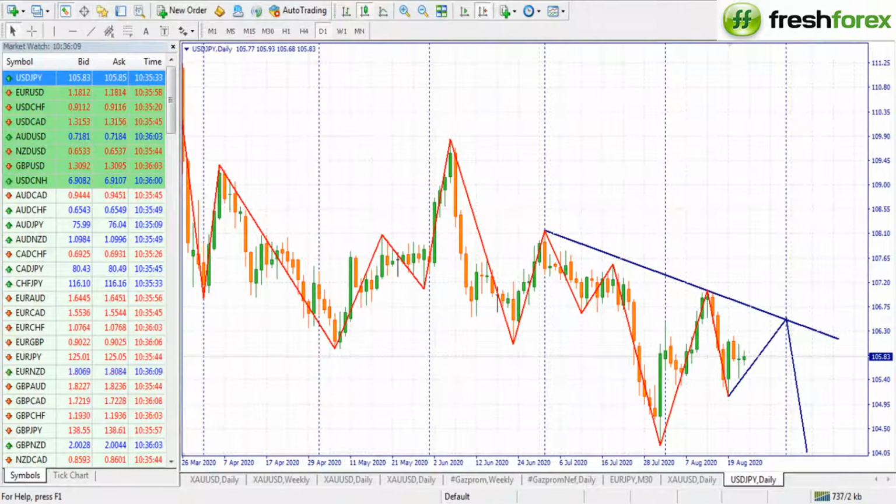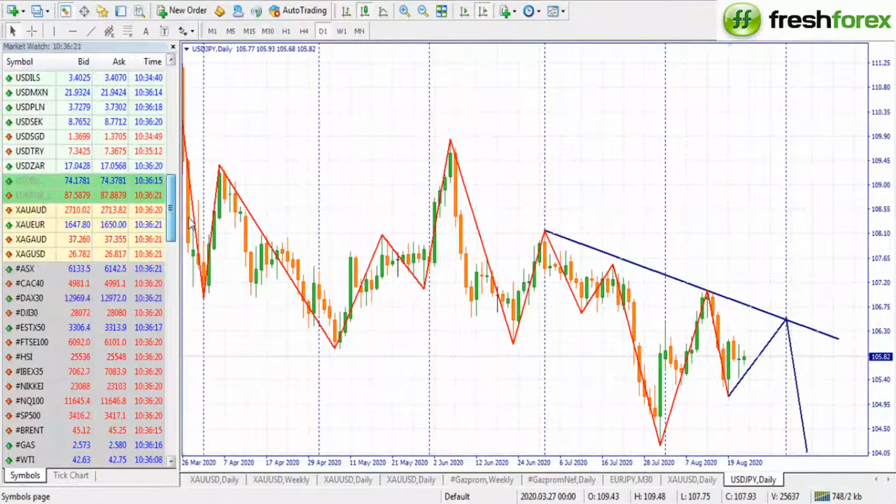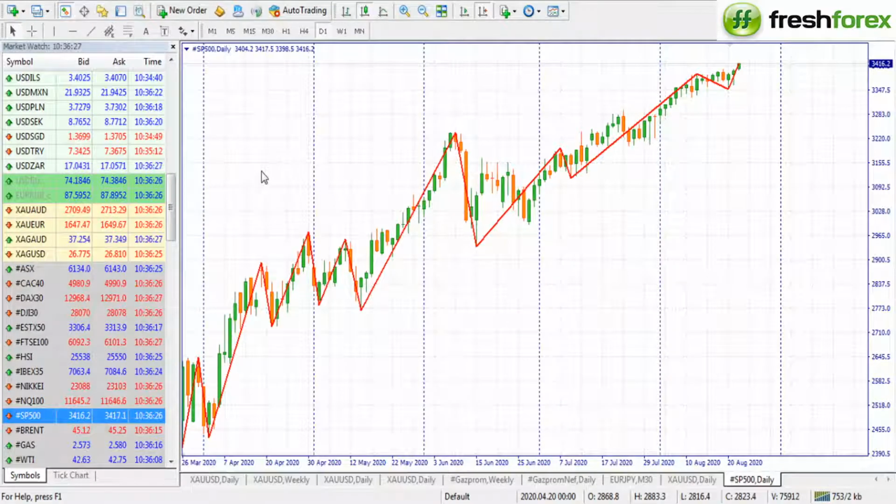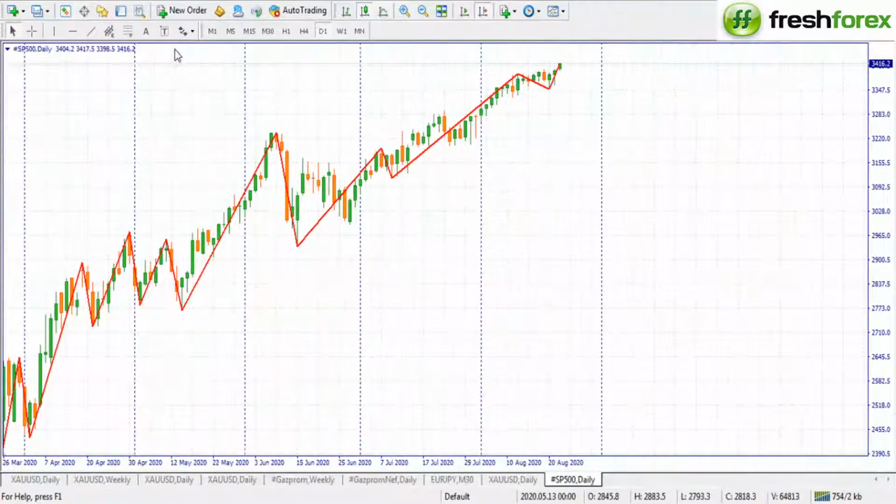Now the next chart I would like to look at is SP500. This is actively to the upper side. If you check the daily chart, you can see that we had a buy from this point here. We've been continuing upwards. The price continues to move to the upper side.